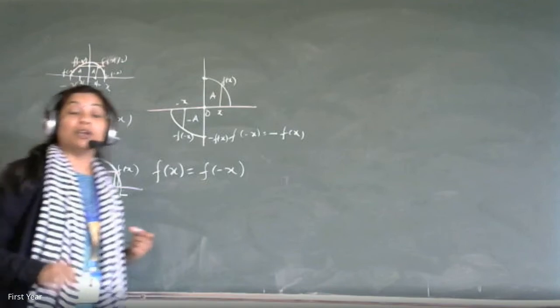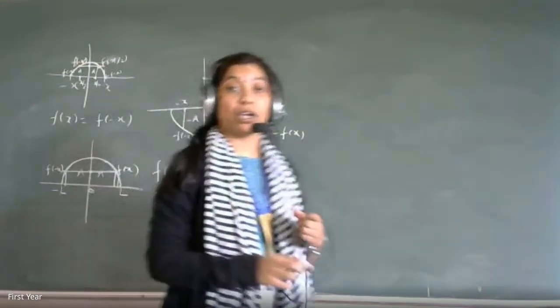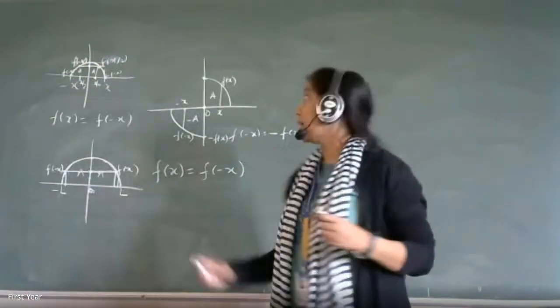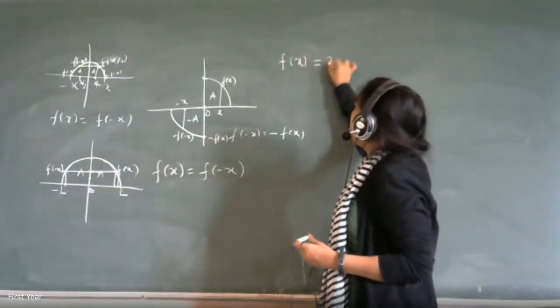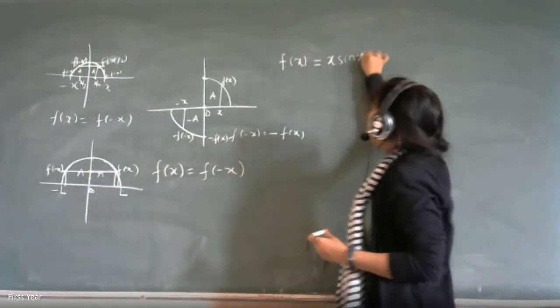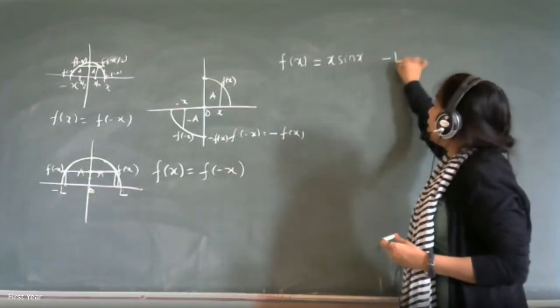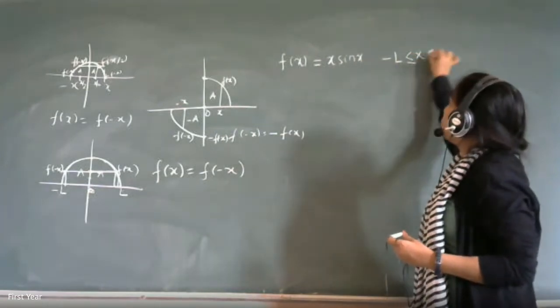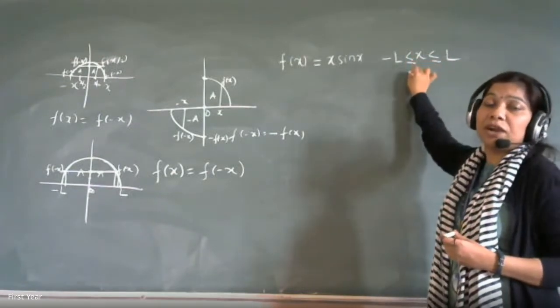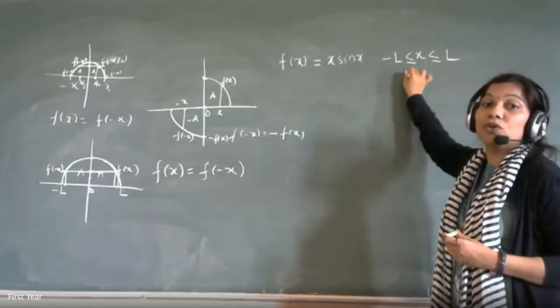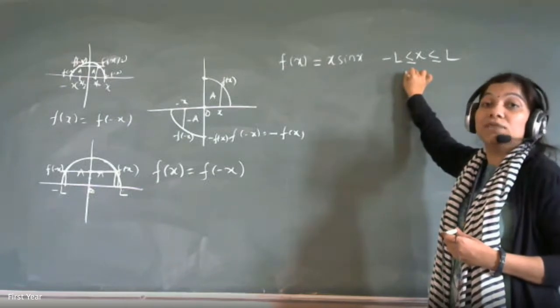That is what you are checking. So if you want to look at the Fourier series expansion for even and odd, then your function f of x is there. It may be x, x, or whatever it is. It should be defined in the interval minus l to l. When the function is defined in this range, only then will you try to find out whether the function is even or not.